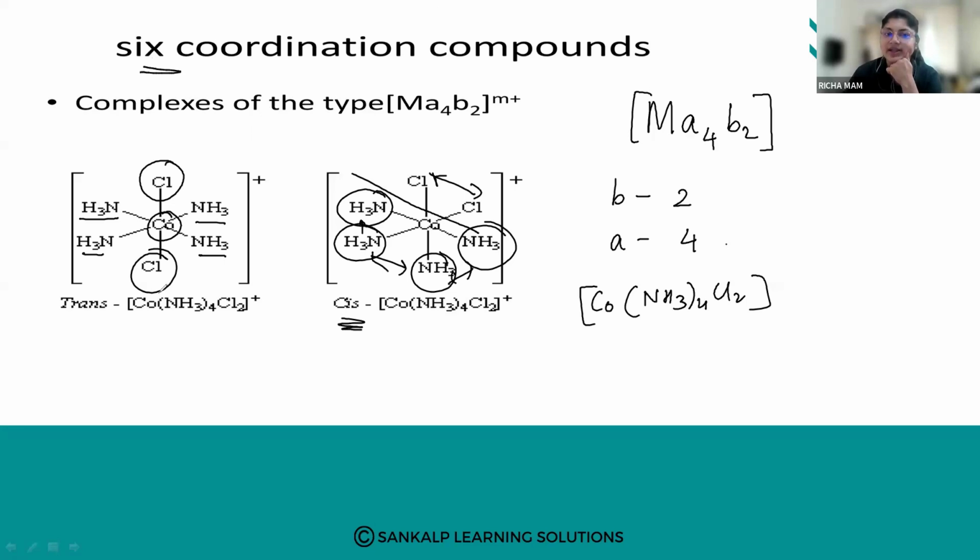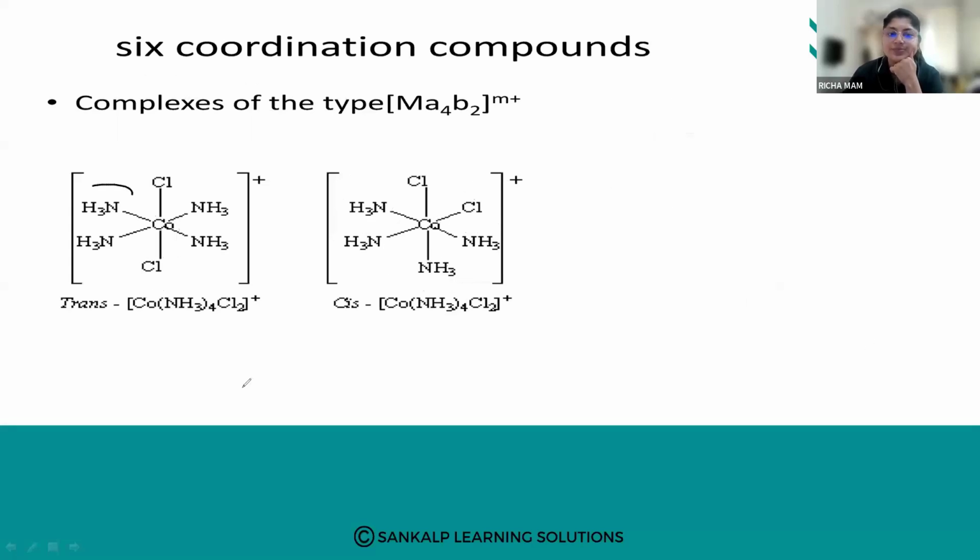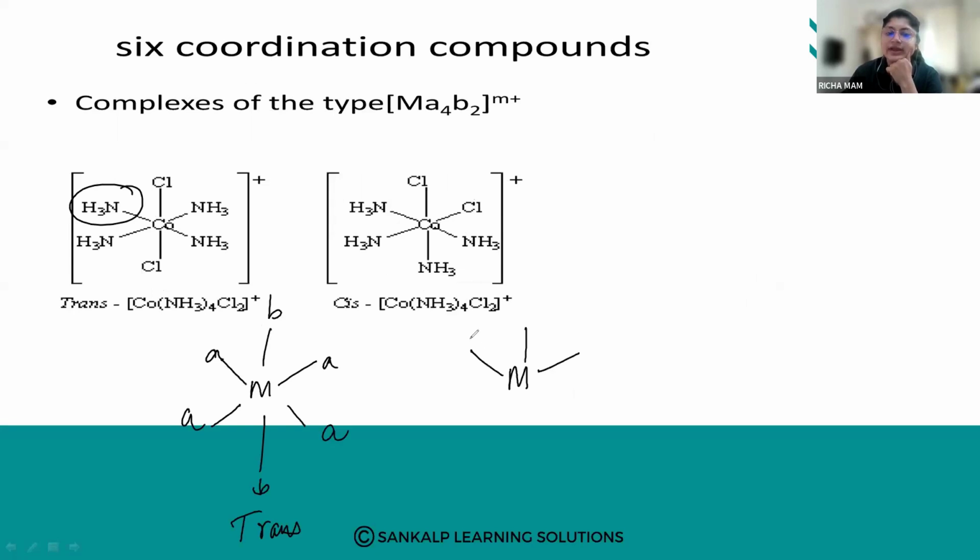So whenever you have 6 coordination, this is the way you are going to represent your geometrical isomerism. Metal will be in the center. So A type, which are 4 in number, if you write like this, and the B types like this, this gives rise to trans isomer. If A types are on one side, that is on the adjacent side, and B types on one side, then this gives rise to cis isomer.